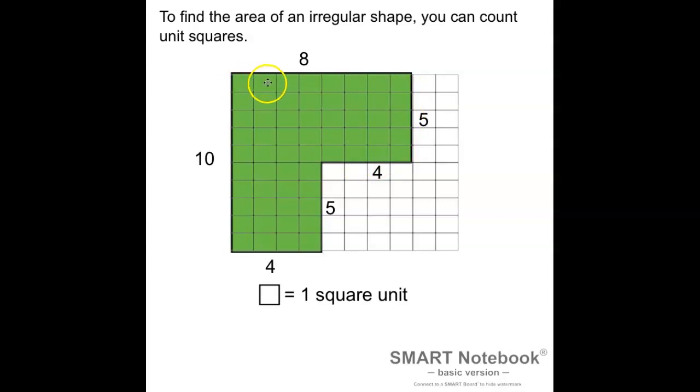If I counted each one at a time, 1, 2, 3, 4, 5, all the way to this last unit right here, it would be 60 square units. So this entire shape is 60 square units. But let's look at a different way that we can solve this.